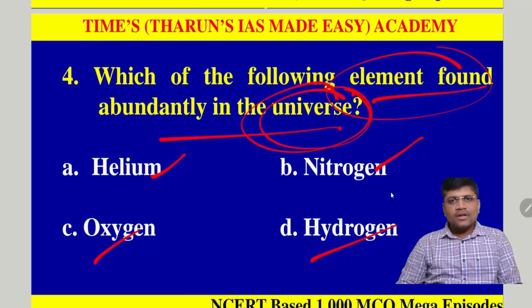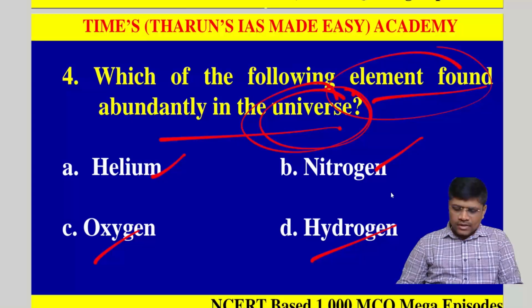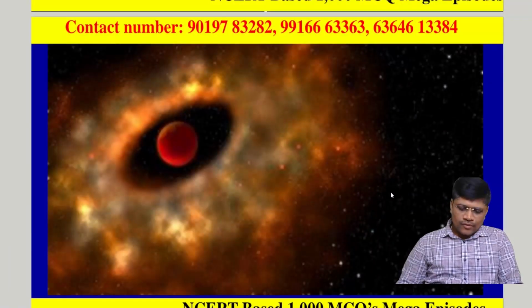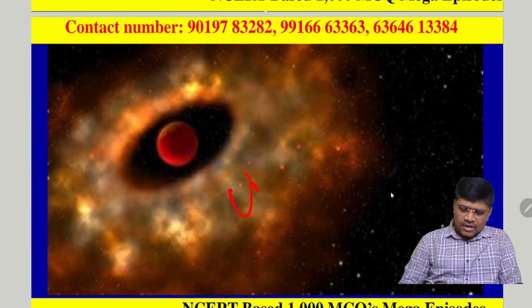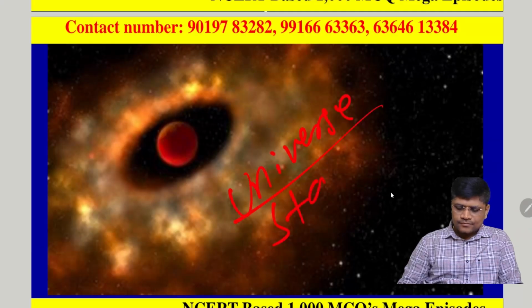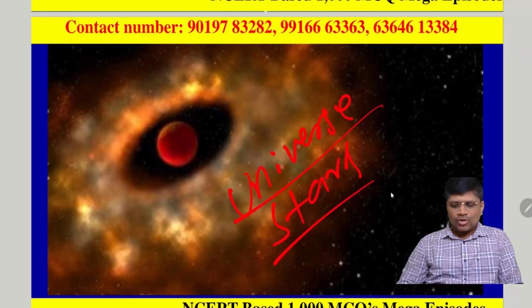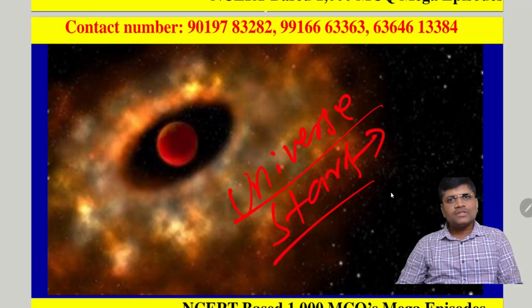The question is asking about the element found in the universe, not in the solar system, not just our Earth or the atmosphere. So it is completely the universe. Before that, we should know what the universe is made up of. The universe is mainly made up of stars, which are self-illuminating objects.